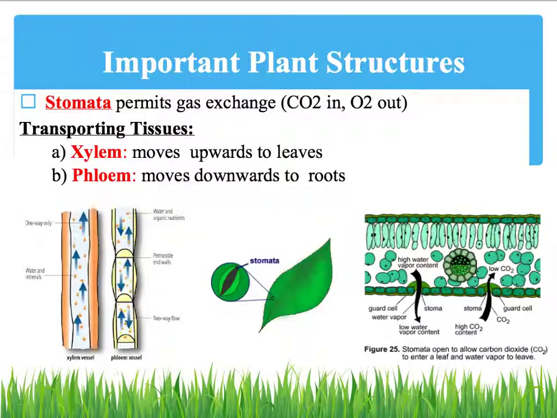We have important plant structures that allow photosynthesis to happen in plants. We first have the stomata, which are little tiny pores that allow for gas exchange, and then we have transporting groups of cells, which we call tissues, and those allow water and other nutrients to move around in plants. Xylem will move them upwards to the leaves, and phloem will be moving nutrients and water downward and to other parts of the plant as well.